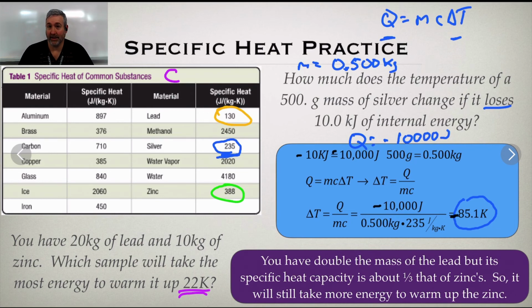So delta T in this case, if you wanted to do the calculations, would be 22. Q would be what you'd be solving for. M is the mass of each of the substances, and you'd have to put in the C for lead and the C for zinc for those different masses, and you'd find that Q is greater to increase the zinc's temperature.